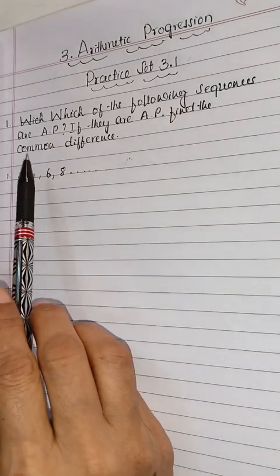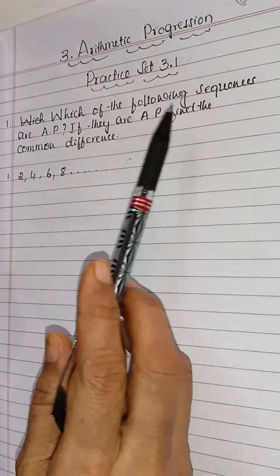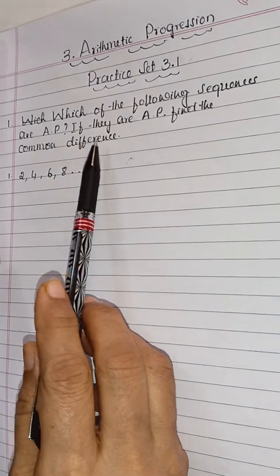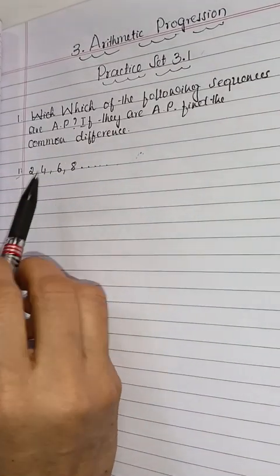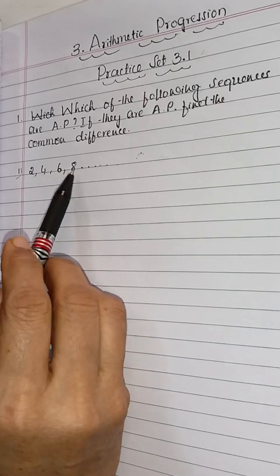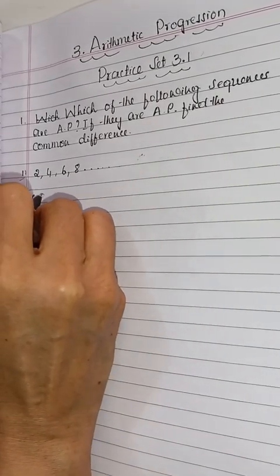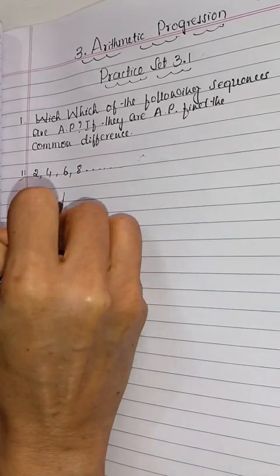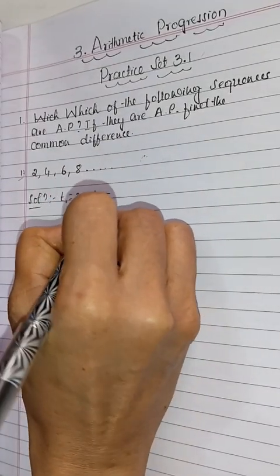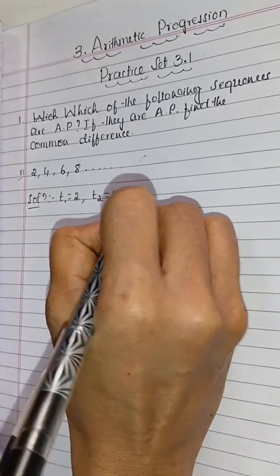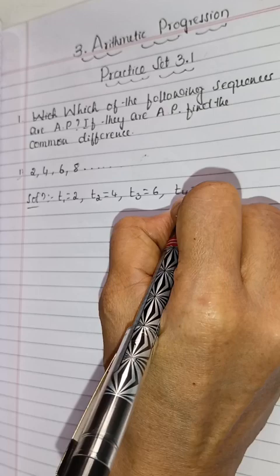Which of the following sequences are arithmetic progression? If they are arithmetic progression, find the common difference. First one is this sequence: 2, 4, 6, 8. Therefore T1 is 2, T2 is 4, T3 is 6, T4 is 8.